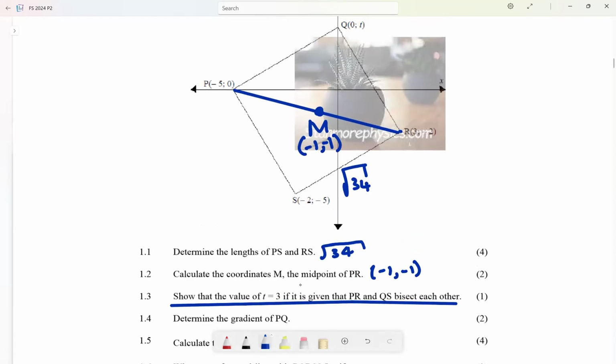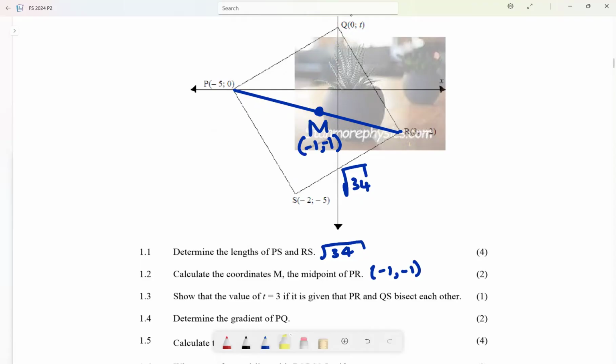PR, this line that we have drawn here, and QS bisect. So can you see now they will share a midpoint? Another thing that you can say is that they are trying to tell you that this is a square. Remember, in a square, diagonals bisect, right? This diagonal bisects that diagonal. The properties of a square, you should know your properties very well.